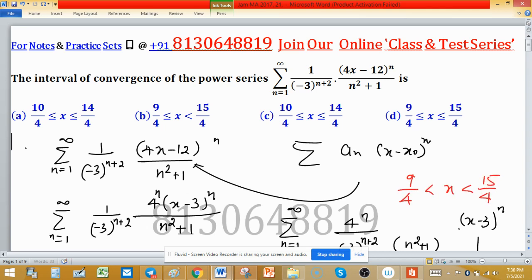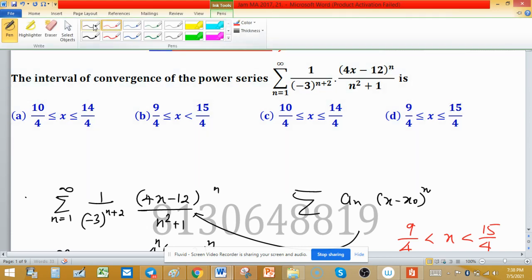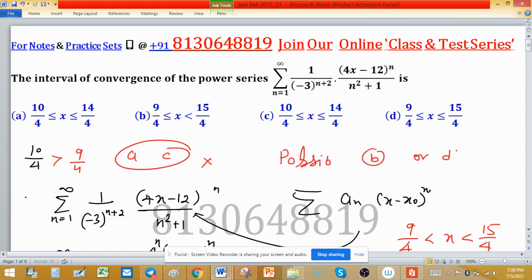So in the first option you can see that 10 by 4 is greater than 9 by 4. So option A is discarded, because it is going outside the radius of convergence. In option C, the same reasoning applies. So options A and C are both discarded. So the possible correct options may be B or D.